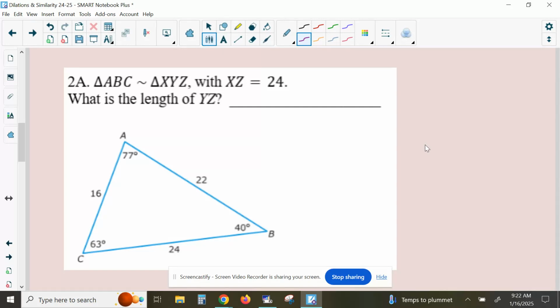Okay, so for 2A, we have triangle ABC is similar to triangle XYZ. Look at our picture. Do we have both of those triangles right here? No. So if we don't have both of the triangles, what do we have to do? Make one, and it has to match. Now, sometimes it's easier just to draw it inside because then it's easy to make it match.